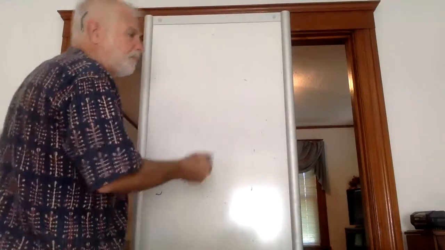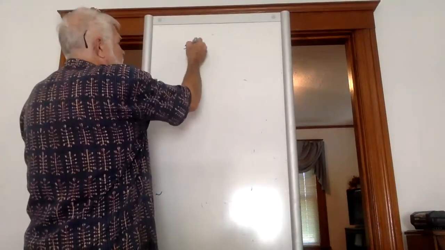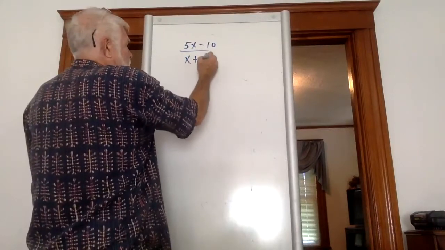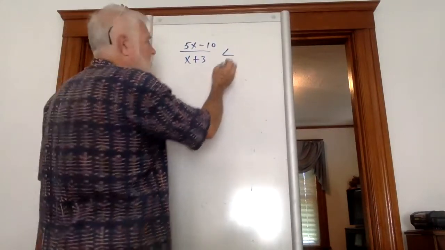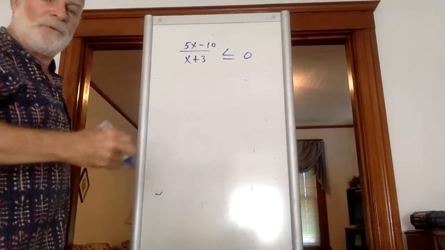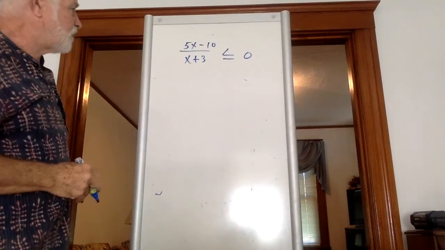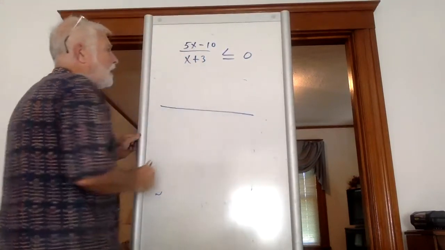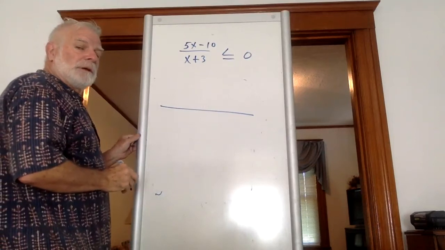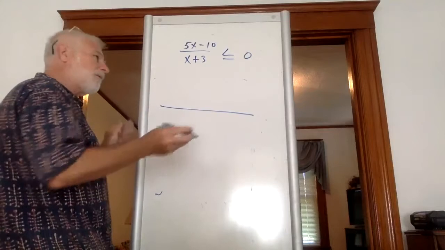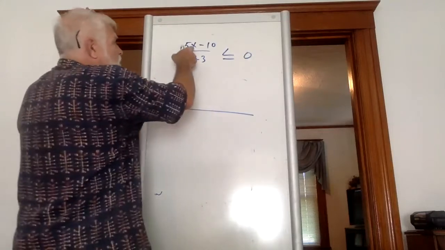All right, so how do you do (5x - 10)/(x + 3) less than or equal to 0? That's the one I asked you to consider, if you tried these before watching this video. So critical numbers. And I think I'm going to change this up a little bit, and then we'll come back to this. All right, so what's the critical number here?